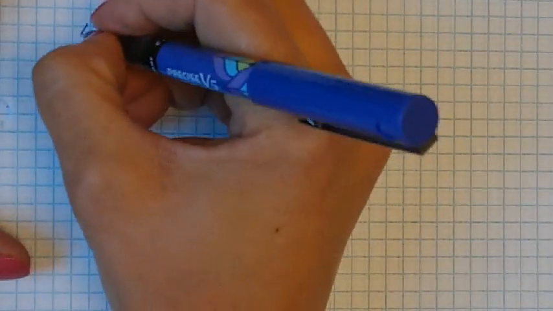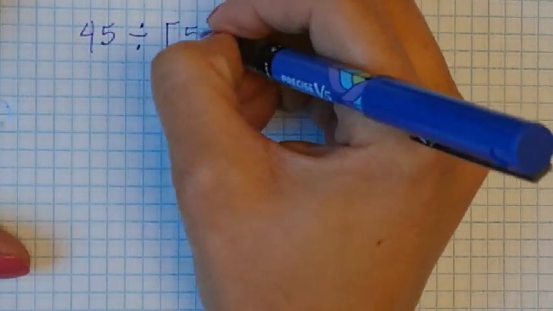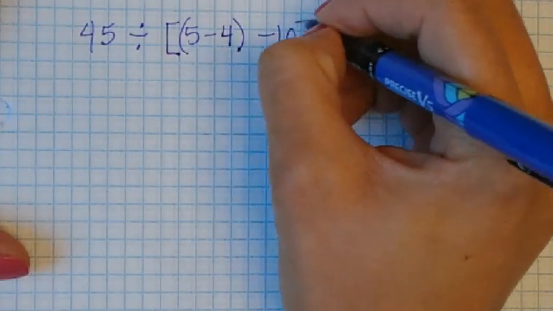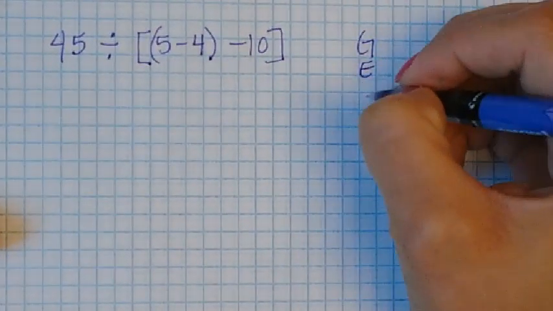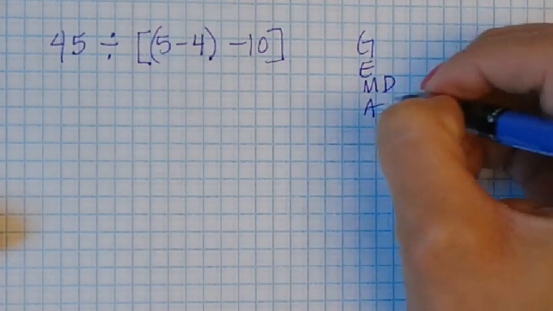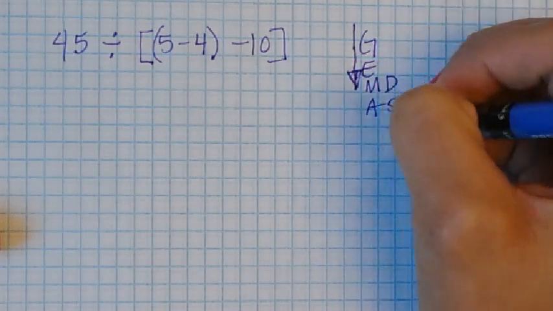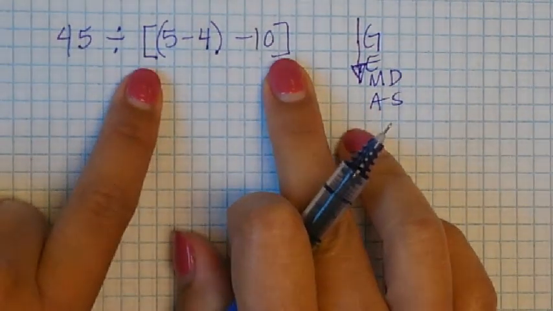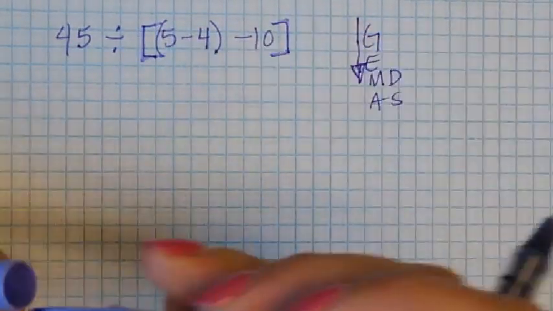Let's do another order of operations problem. This one would be 45 divided by 5 minus 4 in parentheses here, and then minus 10. So again, if the mnemonic of GEMDAS helps you remember the order of operations from highest to lowest mathematical order, you can write it down. Over here we have a grouping, okay? Inside the grouping, more things are going on.